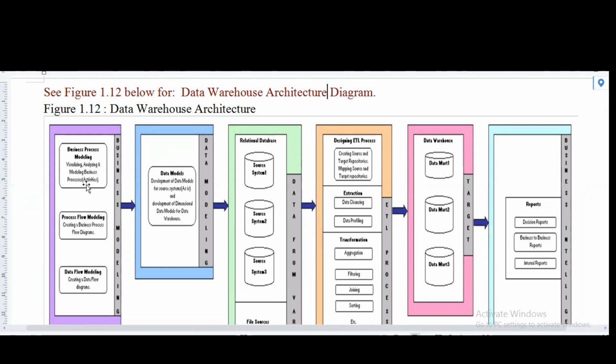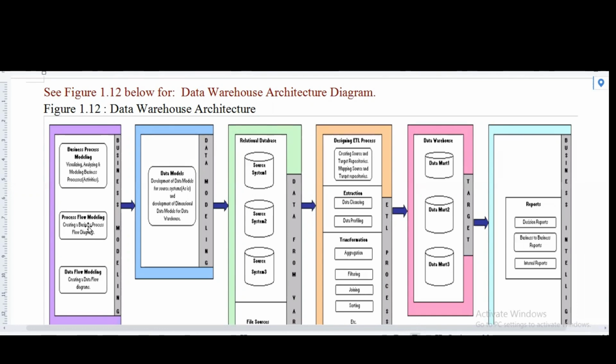Suppose we go into any industry and want to design the data warehouse concept from scratch. What is the basic requirement? What will the structure be? First is the business process. You understand the business model: what is the business there, like balancing, analyzing, modeling, business processing. Second is business process flow modeling: what is the process flow?